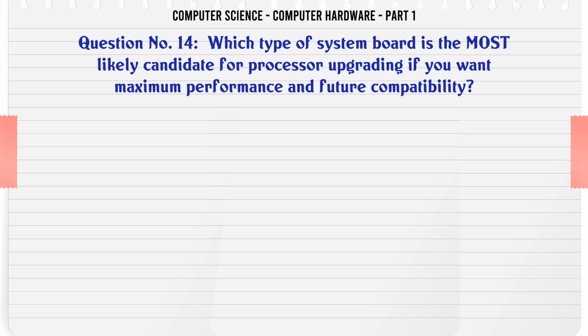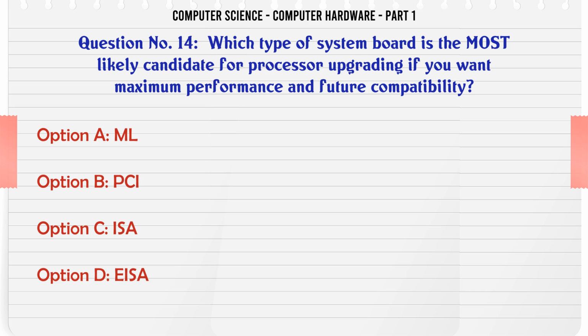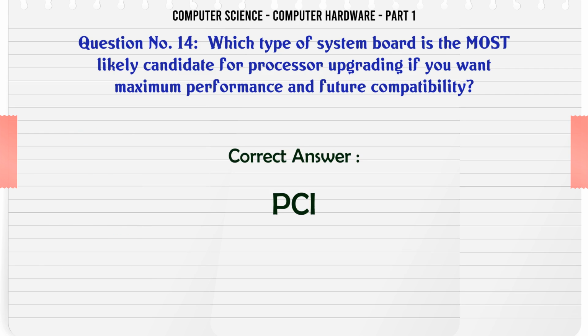Which type of system board is the most likely candidate for processor upgrading if you want maximum performance and future compatibility? A. ML. B. PCI. C. ISA. D. ESA. The correct answer is PCI.